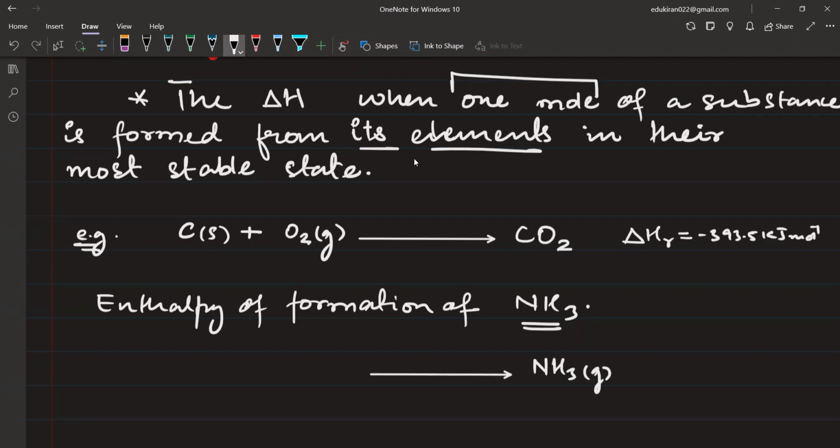This will be NH3. We need nitrogen and we need hydrogen. Nitrogen in its elemental form is N2, plus hydrogen is H2. Nitrogen, how many we have? We have one nitrogen, so we'll do 1 by 2. Hydrogen, how much we have? We have 3, so we are going to do this 3 by 2. Now it is balanced.